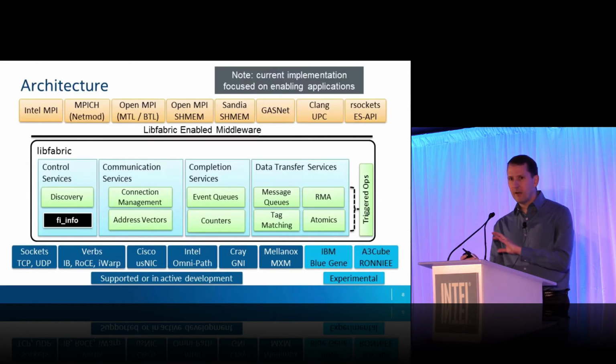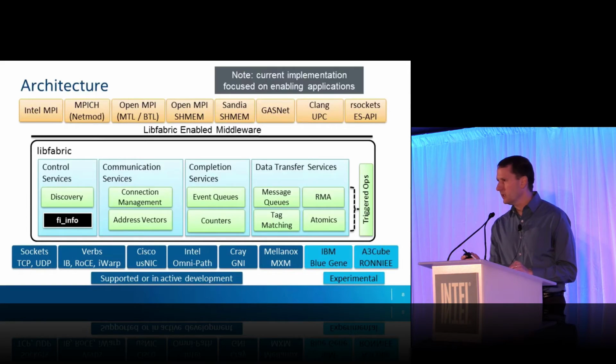So libfabric defines these interfaces. It defines the behavior of these interfaces. In almost every case, especially in the speed path, so completion operations and the data transfer services, libfabric doesn't actually exist. It just defines the interface. The application is talking directly to the provider. So there's not a middle layer there. The application has access directly into the provider code.